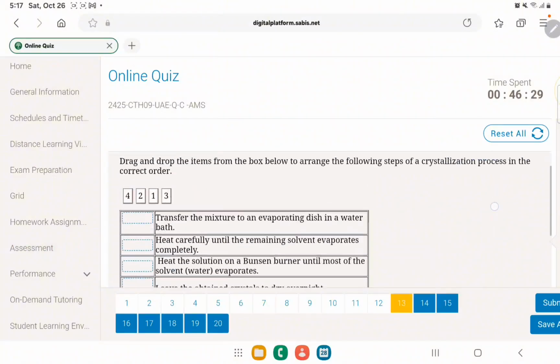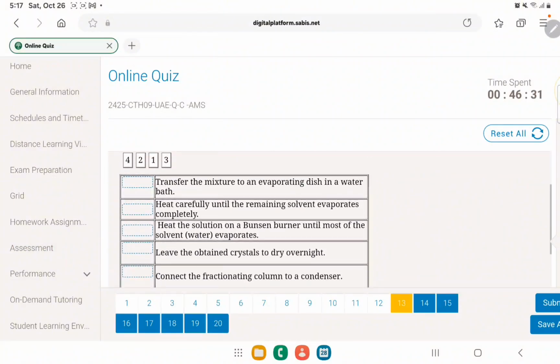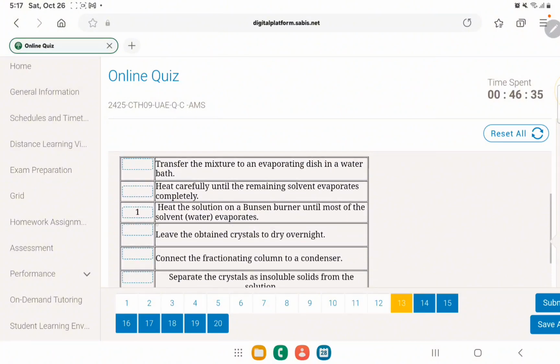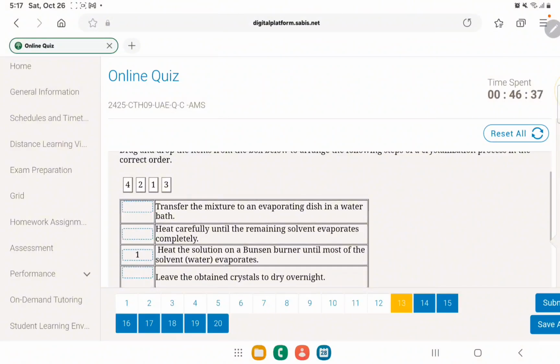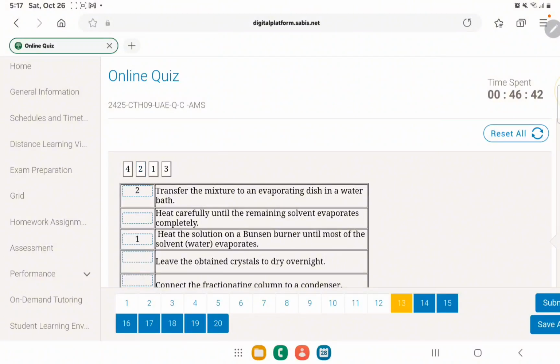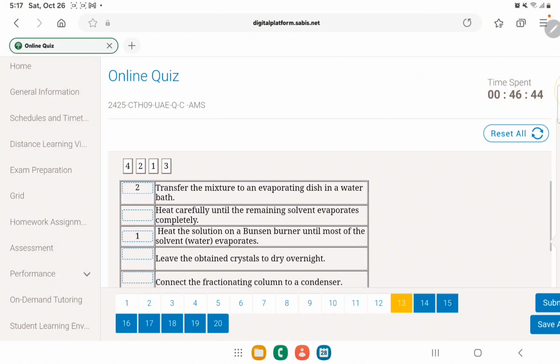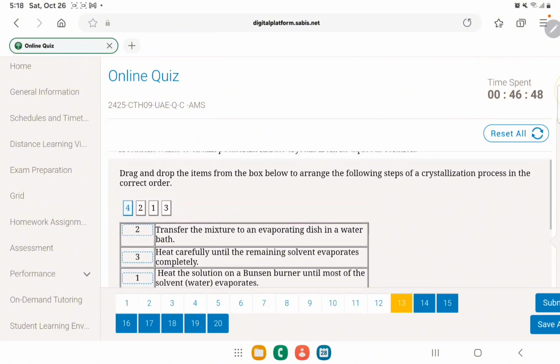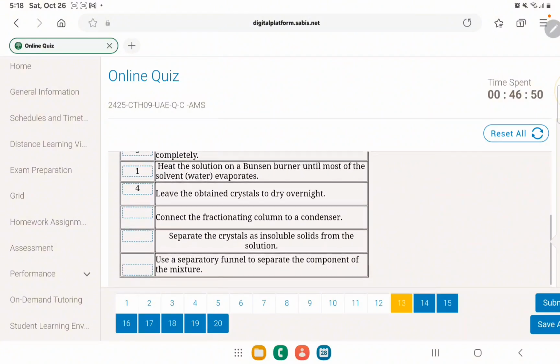So let's check the answer. Okay, so the first step was to heat the solution on a Bunsen burner until most of the solvent evaporates. The second step was to transfer the evaporating dish to a water bath, and then we're gonna heat it in the water bath, and then we're gonna leave it to dry overnight.